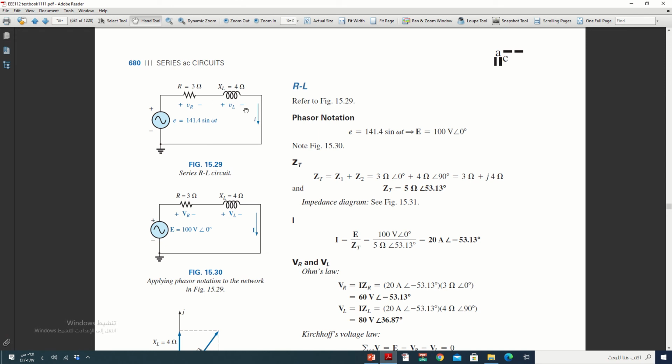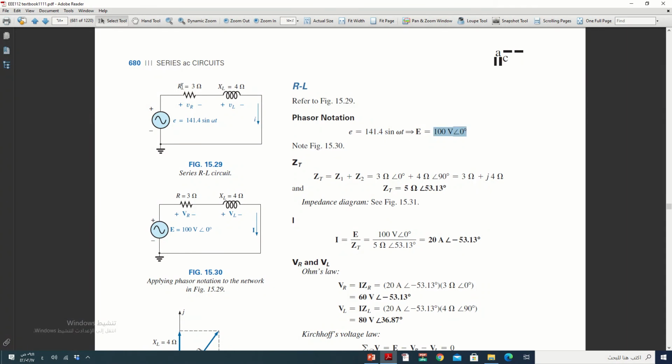Here is an example for a circuit with a resistor and an inductor. We'll try to solve everything in this example: voltage, current, and power factor. See here the voltage given in a sinusoidal expression, 141.4 is the peak value. If we need to convert it to an RMS value, we'll divide by root 2. You will get 100 volt with angle 0.